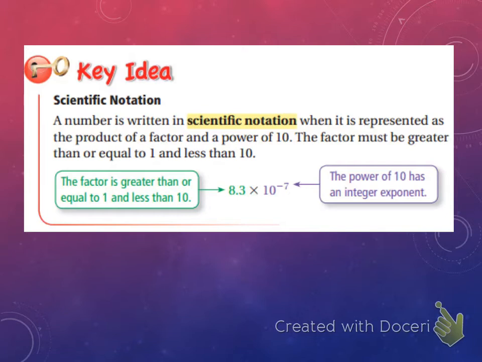The factor must be greater than or equal to 1 and less than 10. So the factor that is greater than or equal to 1 and less than 10 is right here. So this number is going to be greater than 1 but less than 10. So there's only going to be one digit to the left of that decimal point. And then right here it's to a power of 10. And the power of 10 has an exponent.